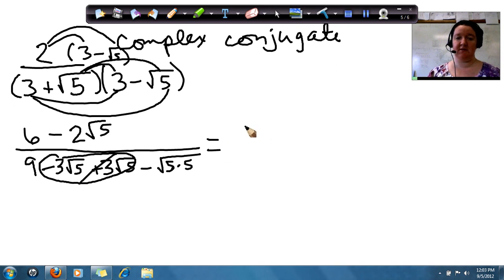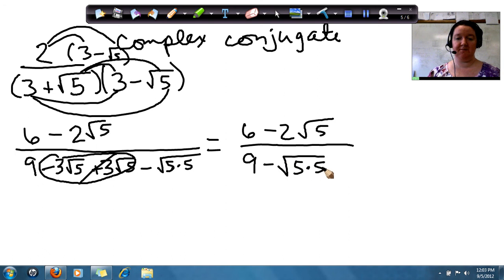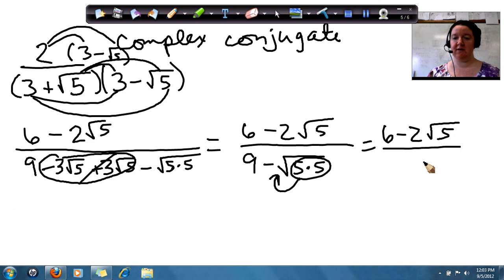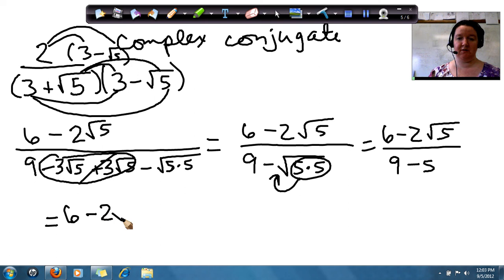So I'm going to rewrite this, 6 minus 2 square root of 5, all over 9 minus square root of 5 times 5. Now here I see a pair, I can pull it out. So I have 6 minus 2 square root of 5, and I have 9 minus 5. Well, 9 minus 5 is going to give me 4, so I'm going to continue simplifying that. 6 minus 2 square root of 5 all over 4.